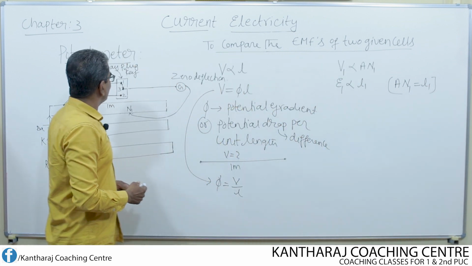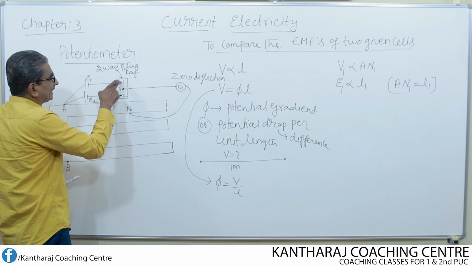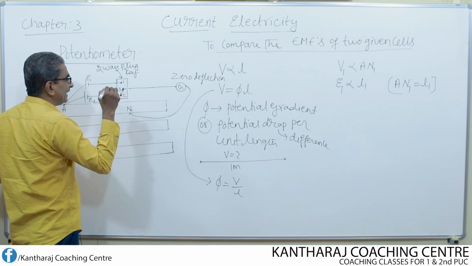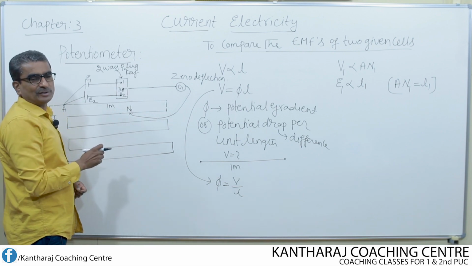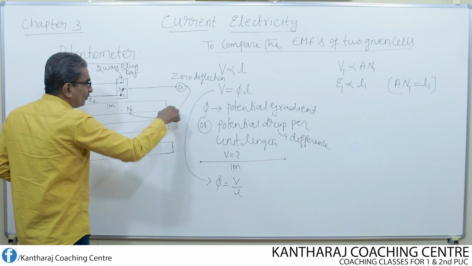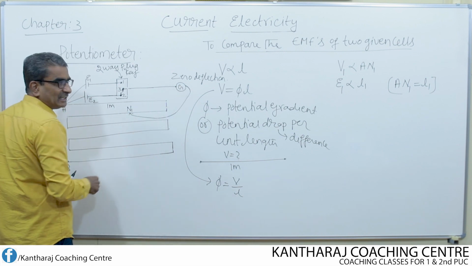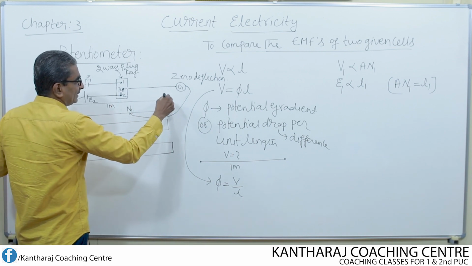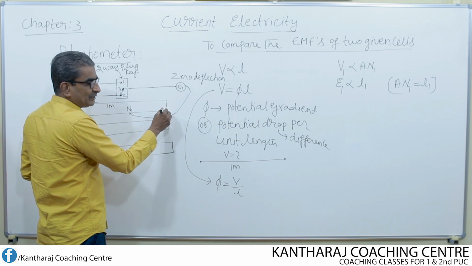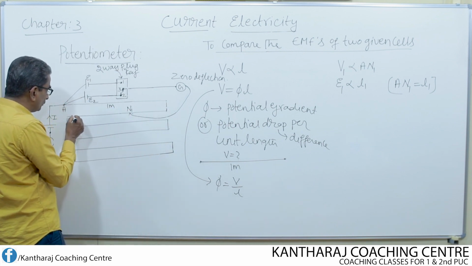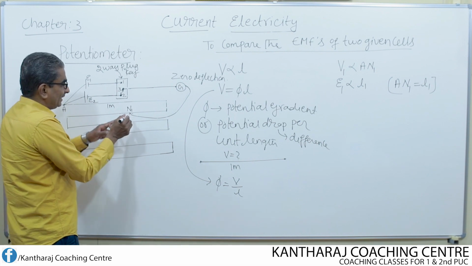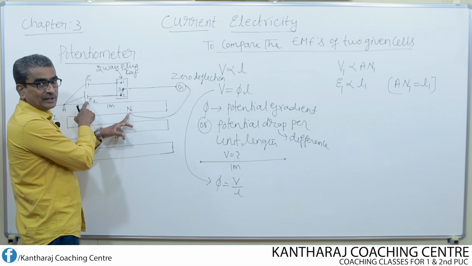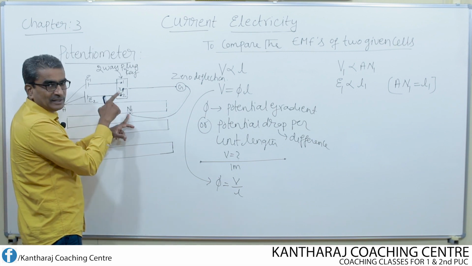Now next I remove this key and keep this cell open. Now I connect these two, that means I insert the key here. This is removed, so this is kept open. Again move the jockey from the end A itself. Up to this point, if there is no deflection, shift the jockey to the next wire and continue to move. You do not get the balance point once again at N1 itself because we have changed the cell and the EMF of this cell is different. So we do not get the balance point at N1 itself.